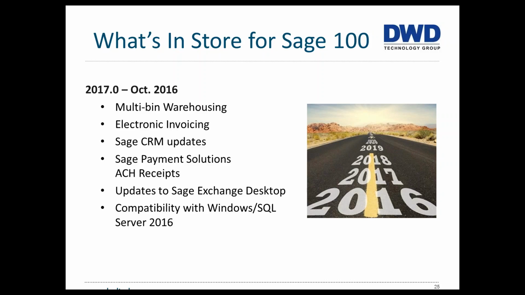We also will have some capabilities regarding electronic invoicing. Sage CRM will have some updates thrown out there. Sage Payment Solutions, they are intending to allow for ACH receipts. So if your customers are paying you, then you can actually get that information transmitted to you electronically, and you can record the receipt of payment rather than having to manually key in how those payments have been received. Sage Exchange, that's all part of the credit card processing and the credit card validation.